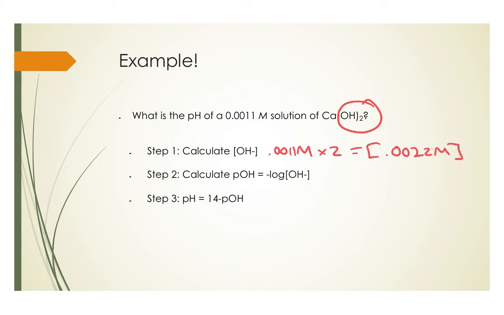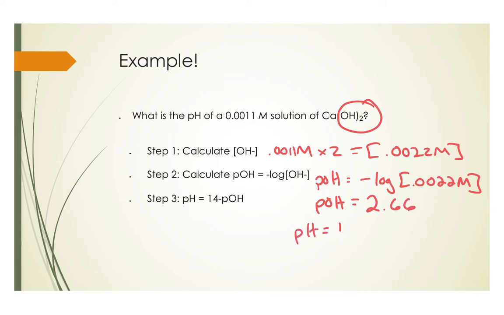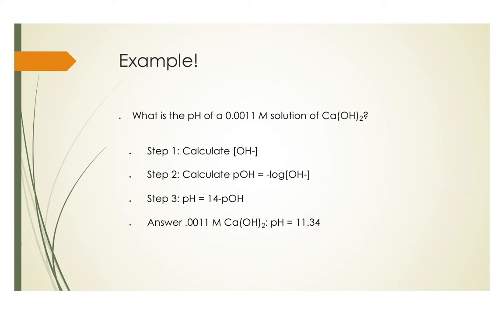Then we go pOH equals negative log of that, which gives me a pOH of 2.66. All right, so then to get to pH, we're going to go 14 minus 2.66, which should give us an answer of 11.34, which indeed it does.